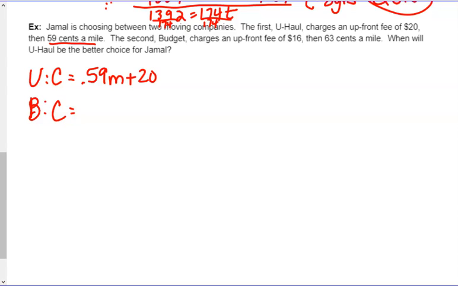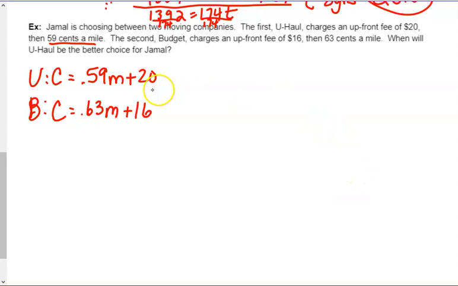Likewise, we have an upfront fee of $16 and 63 cents a mile for the other company, which means I would take 0.63 times the number of miles and add on 16. So those are my two linear functions. And again, use a specific case if you have to, to get you thinking about what you would do to find that specific case. Then take that number out and put generically in your variable.